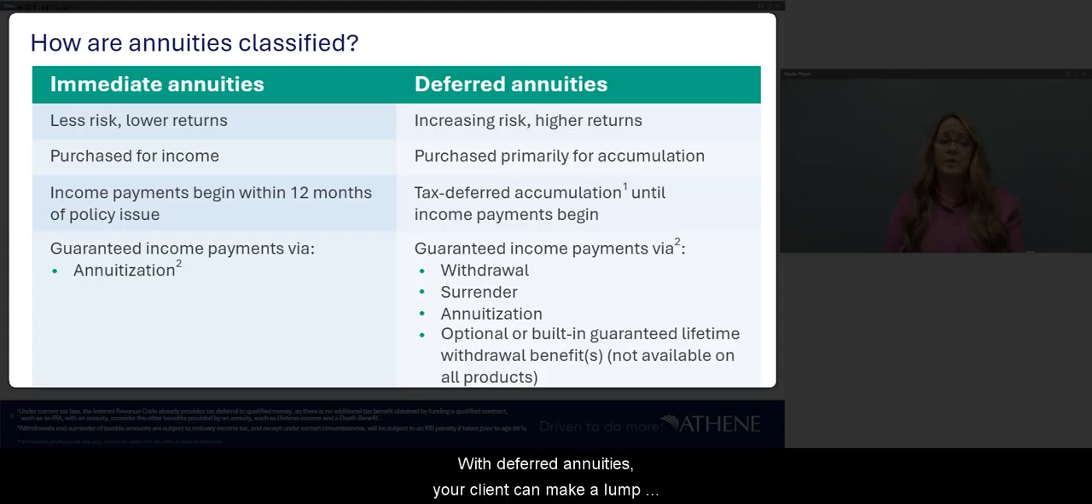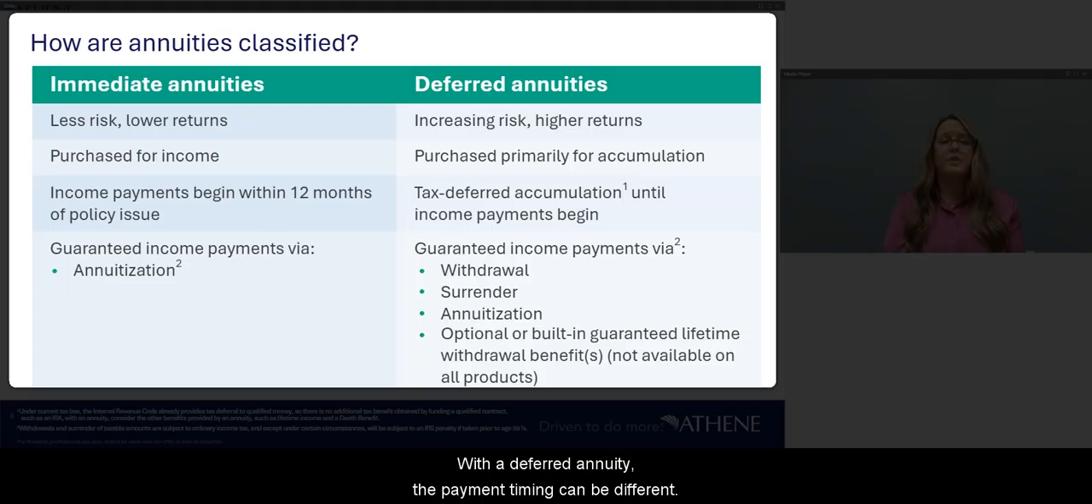With deferred annuities, your client can make a lump sum payment or a series of payments over time. The money grows tax deferred, meaning they don't pay those taxes on the earnings until they start receiving payments. There's also more flexibility, allowing clients to start receiving payments when they need them.